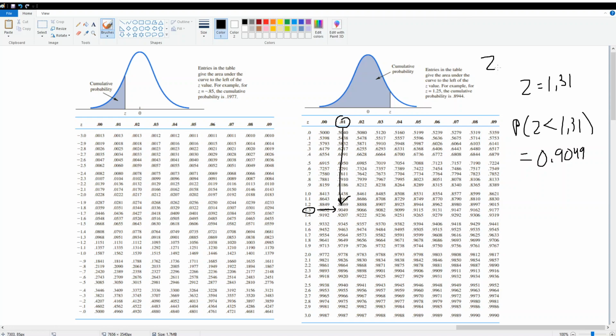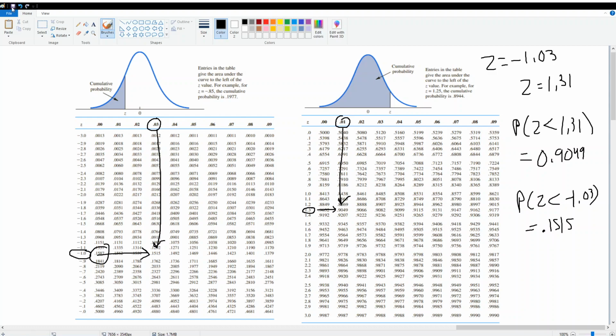Now, let's suppose we have z equal to negative 1.03. That's going to be on the lower tables. So we're looking for negative 1.03. The first decimal place is 0. The second decimal place is 3. So therefore, the probability of our z-score being below negative 1.03 is equal to 0.1515. Indeed, if you look for just negative 1, the 0.1587, that's where that comes from.